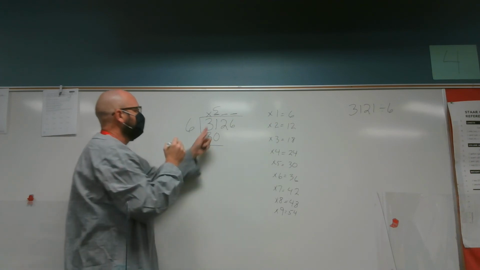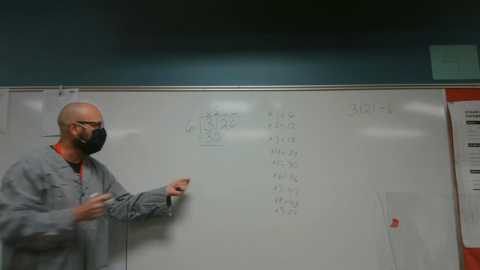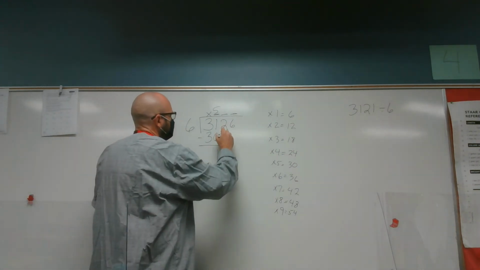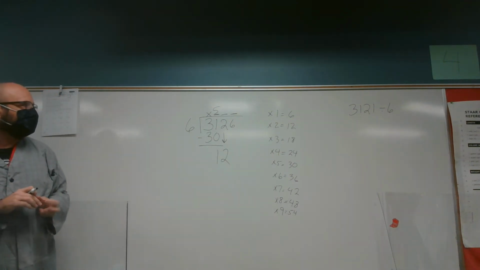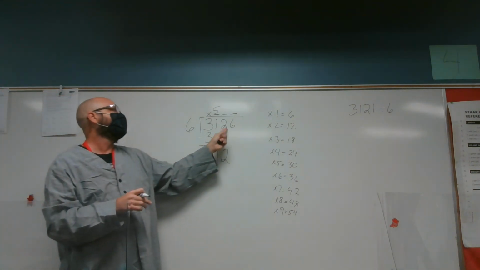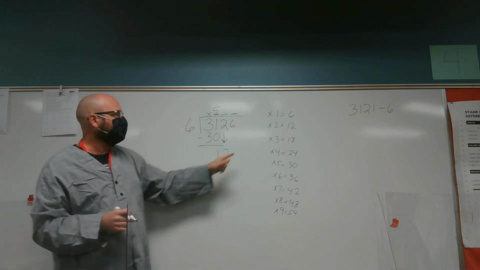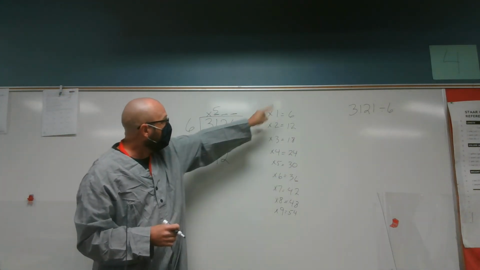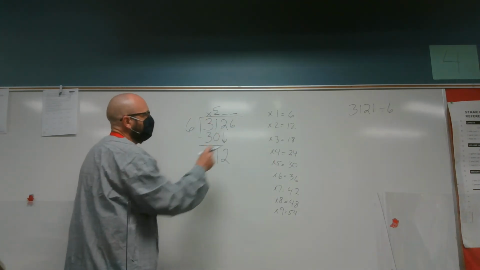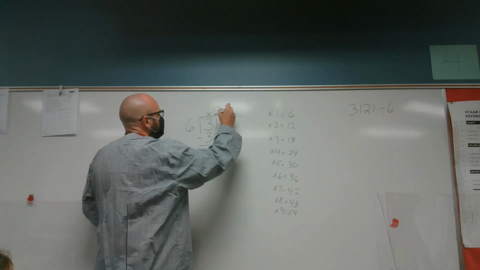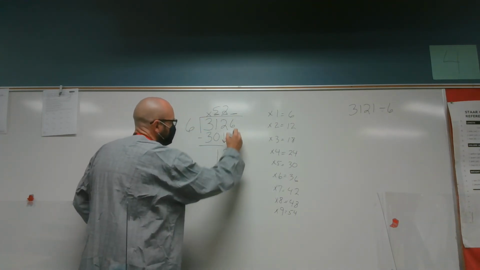Put my 30 down below what I'm taking it into. I have 31, subtract 30, which gives me 1. Now I bring down the 2. The next number in the quotient is going to go above the 2. I need to get as close to 12 as I can without going over. I get exactly 12. And that's times 2. 2 times 6 is 12. Subtract and I get a 0.